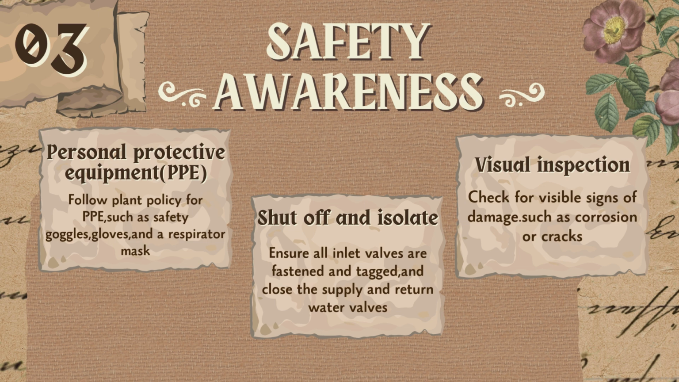I'm Nur Alicia. I'll be talking about safety awareness. First is personal protective equipment (PPE). Follow plant policy for PPE such as safety goggles, gloves, and respirator mask. Next is shut off and isolate. Ensure all inlet valves are fastened and tagged, and close the supply and return water valve. Third is visual inspection. Check for visible signs of damage such as corrosion or cracks.